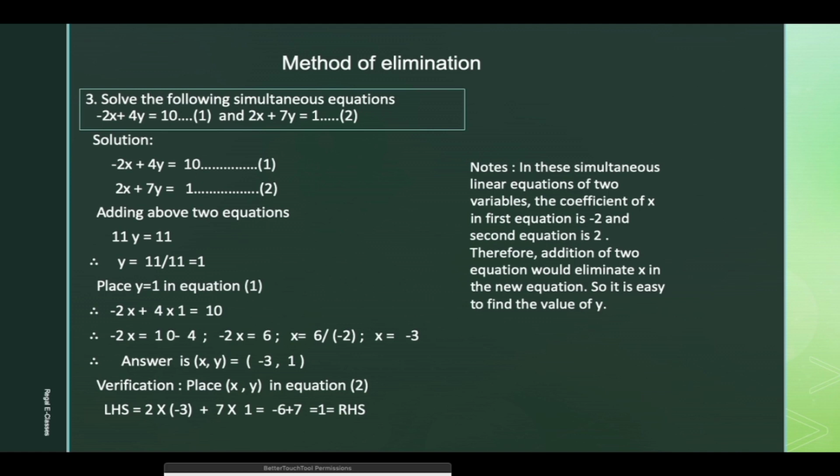Look at this equation. You can see that the coefficient of x is minus 2 in the first equation. In the second equation it is plus 2. So you can easily eliminate x. That's what we have done. And we got y is equal to 1. Now place y is equal to 1 in equation 1 and you can get x is equal to minus 3. Answer is (-3, 1). Verify your answer, place x and y in equation 2 and you can see that your answer is correct.